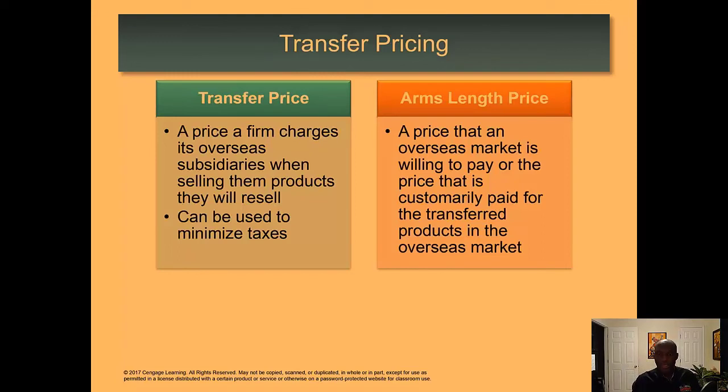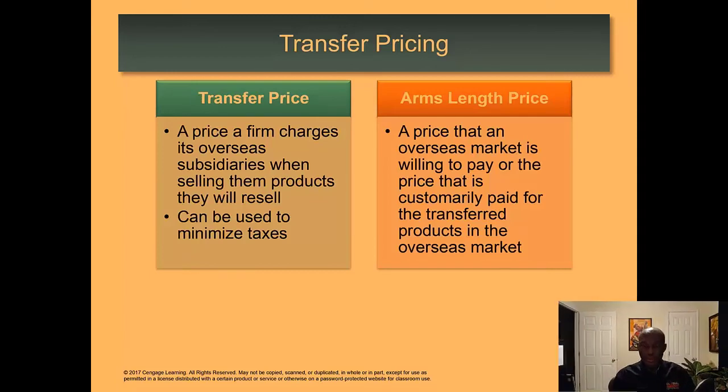Arm's length price, a price that the overseas market is willing to pay or price that is customarily paid for the transfer product in the overseas market. And that can be a lot of things. That can have to do with what stage that product is in the product life cycle in that country. What can be in the decline phase here can be in the maybe introduction stage in other countries. So you have maybe a different price strategy. When the market is saturated and prices decline here, the price is lower. In other countries, there's a scarcity, so prices are higher. So you have some variation there.